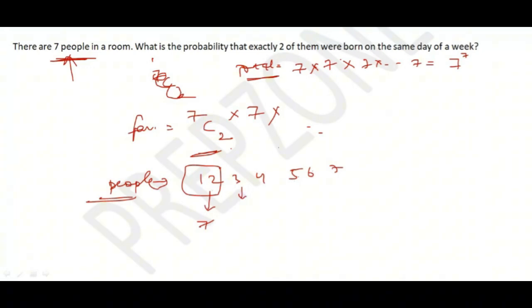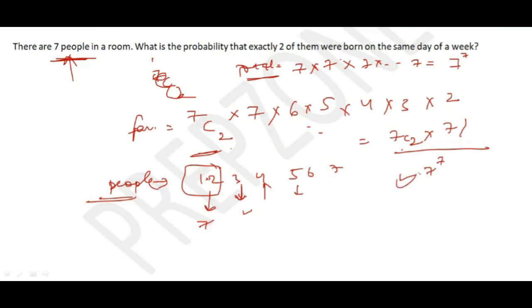You have 7 people. The first 2 people you have already chosen in 7C2 ways, which means these people have 7 days. Say you have already given one particular day to them. Now for the next guy, how many days are left? 6 days. Now you have already given 1 day to this one. How many days are left for the fourth guy? 5 days. Then 4, 3 and 2. Perfect. So the answer becomes 7C2 into 7 factorial by 7 to the power 7.